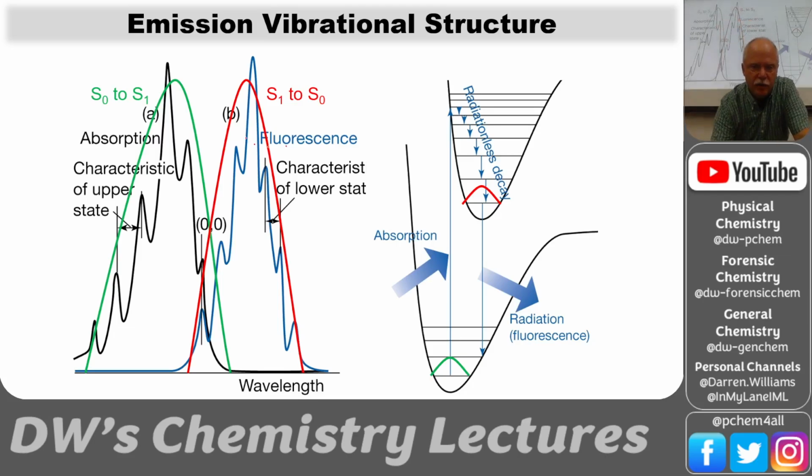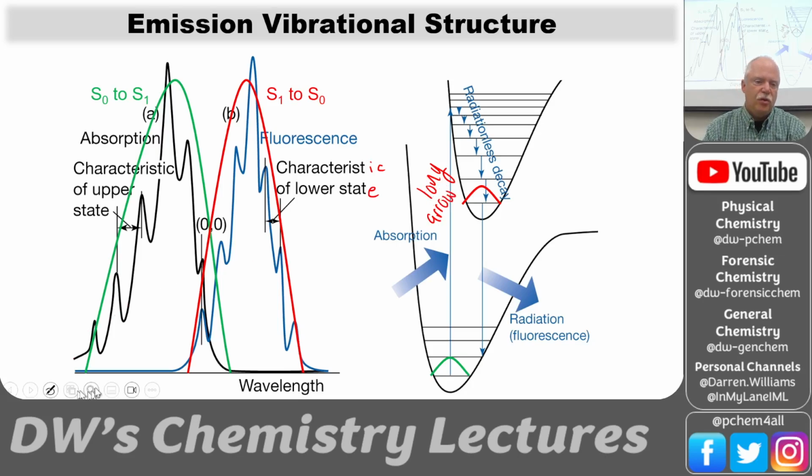It's kind of getting chopped off here. Characteristic, I'll put IC in there, of the lower state. Another thing, look at the absorption arrow. It's longer, right? The absorption arrow is longer. Long arrow. Okay. So that means this is short wavelength. The radiation, the fluorescence, is a short arrow. And so those are long wavelengths.